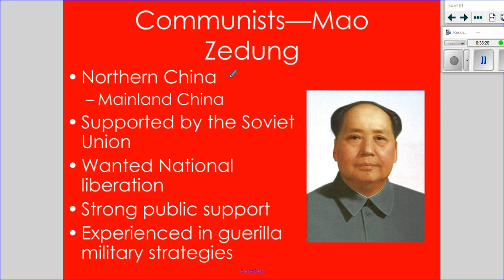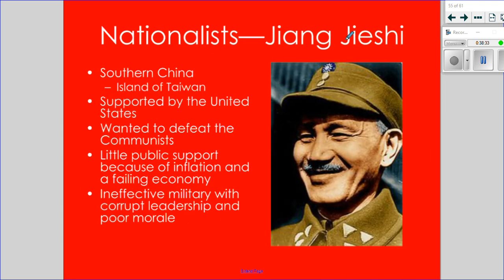Northern China, supported by the Soviet Union, wanted national liberation. They had strong public support. They were experienced in guerrilla tactics. They had Mao as their leader. And remember, the nationalists are in southern China.